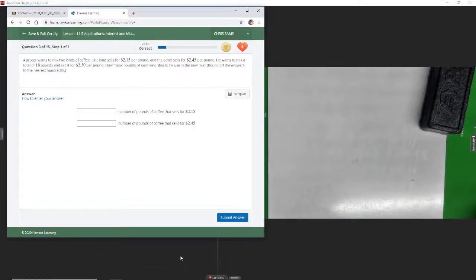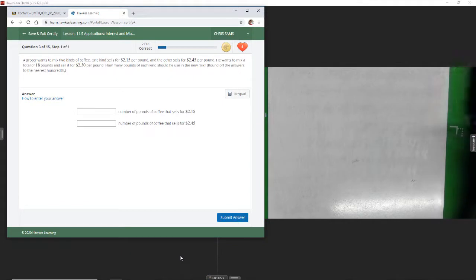All right, number 3 says a grocer wants to mix two kinds of coffee. One sells for $2.15 a pound. The other sells for $2.45 a pound. He wants to mix a total of 18 pounds and sell it for $2.30. So similar to the percent problems, we have a mixture. Now these mixture problems will be set a little bit different.